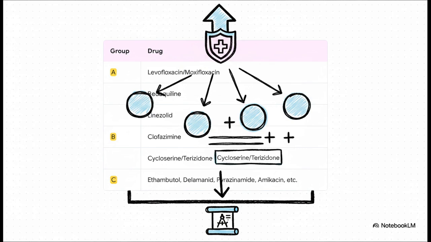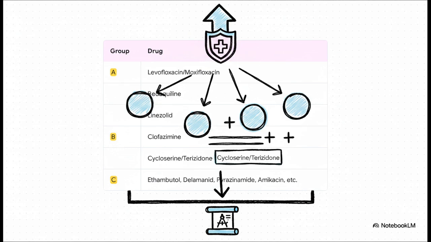This table shows the WHO's brilliant strategy. It's a total paradigm shift. Think of it as building a team of superheroes. You always start with your A team. These are your three most powerful agents: a fluoroquinolone, bedaquiline, and linezolid. You need all of them if you can. Then you look to Group B to back them up, adding one or both of those drugs.